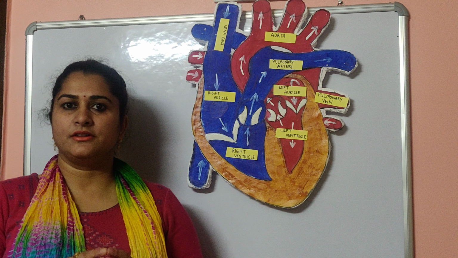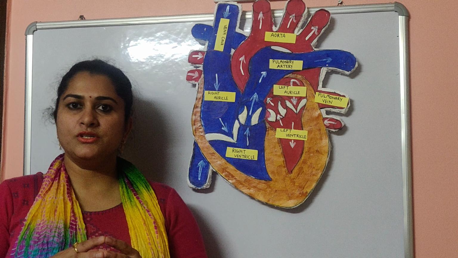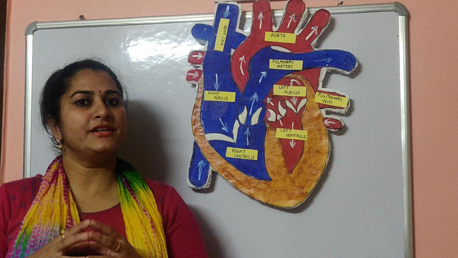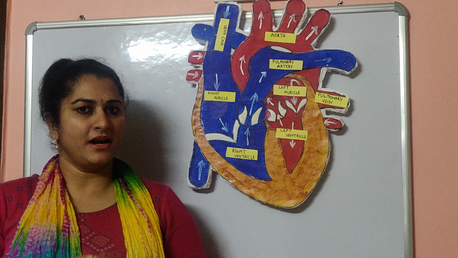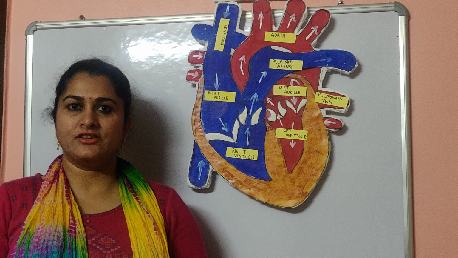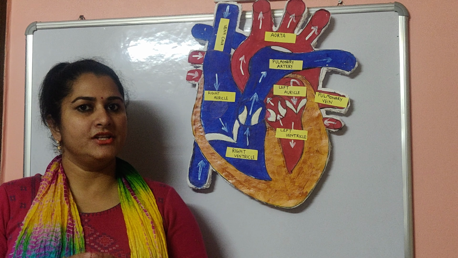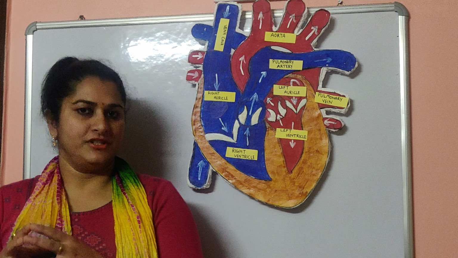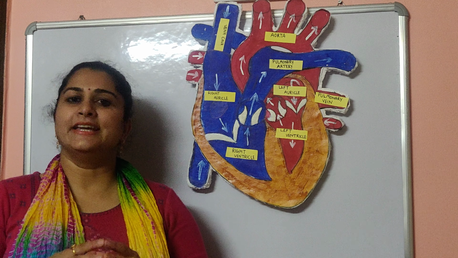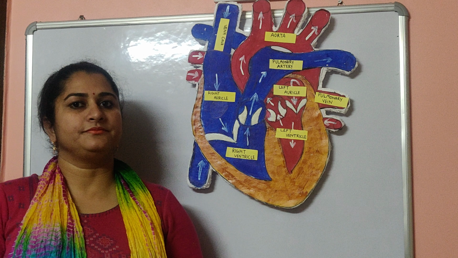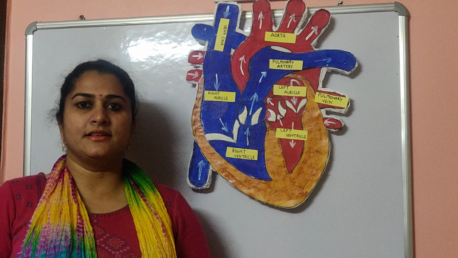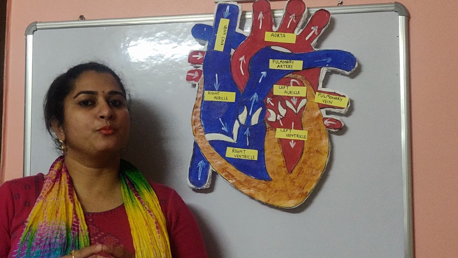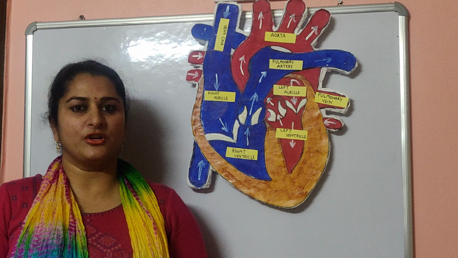Then blood. Blood is a fluid that carries oxygen and nutrients to all our body parts and collects carbon dioxide and waste products from all our body. Then blood vessels. Blood vessels are the tube-like structures that spread throughout our body.